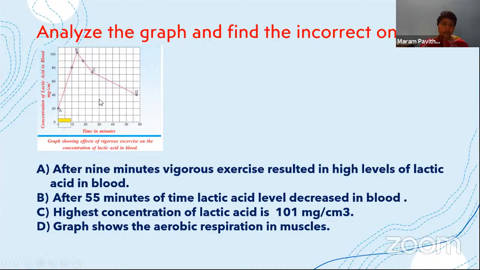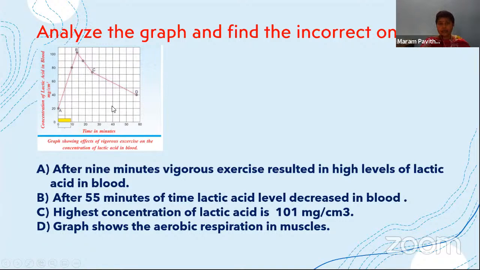Okay. Here the question is on this graph. After 9 minutes, vigorous exercise resulted in high levels of lactic acid in blood. This graph shows that one only. After 55 minutes, the lactic acid level decreased in blood. This is from 0 minutes to 60 minutes shown here. After 55 minutes, the lactic acid level is decreased actually here. The highest concentration of lactic acid is 101 mg. Yes, 101 mg. The graph shows aerobic respiration in muscles. Option D says this graph is showing aerobic respiration.